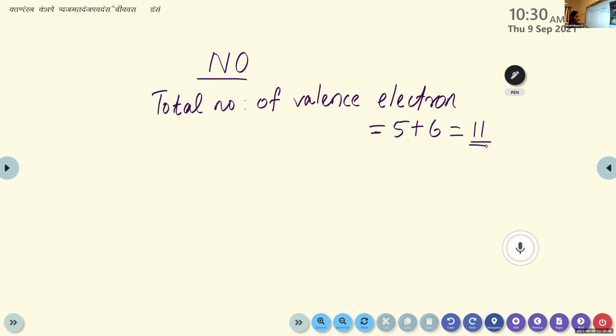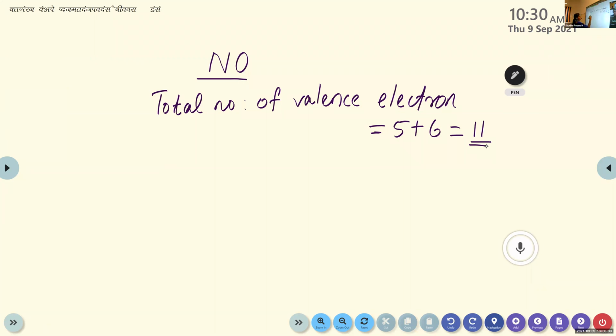11. But in the previous examples that we drew for the Lewis structures, they are even numbers. Did you notice that? The previous examples, carbonate ion, then carbon monoxide, nitrate ion, ozone. In all these cases, the total number of valence electrons is even. But here it is an odd number.